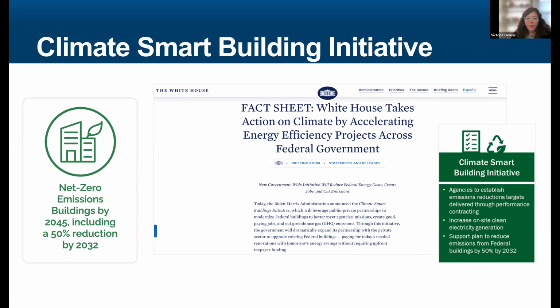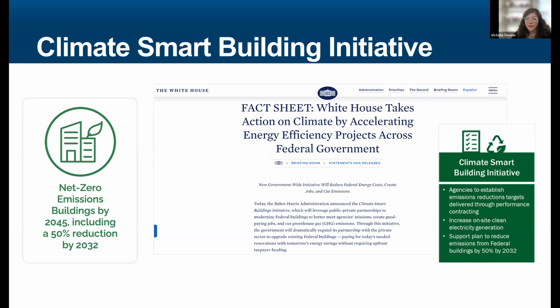So, talking more about the net zero emissions aspect of the executive order, the idea here is to leverage public-private partnerships to modernize federal buildings with a goal of advancing the agency's mission, again, creating good paying jobs and cutting greenhouse gas emissions associated with buildings, especially from one of the largest building portfolio holders in the US, the federal government. And I think the emphasis here is on partnership with the private sector to upgrade existing federal buildings.